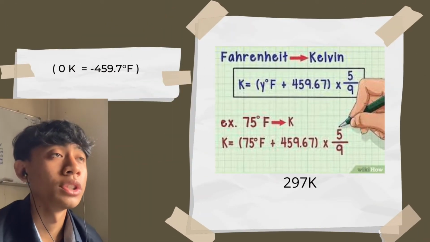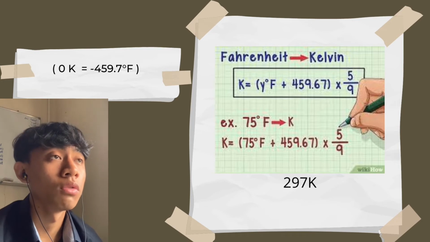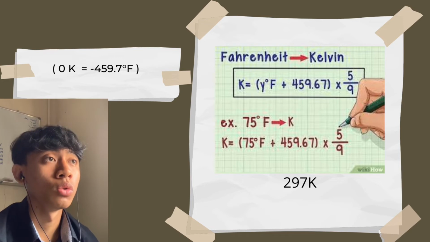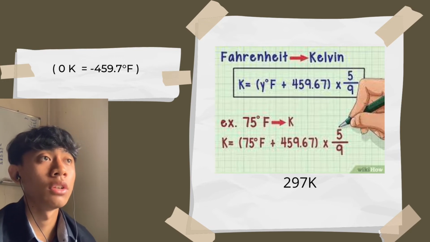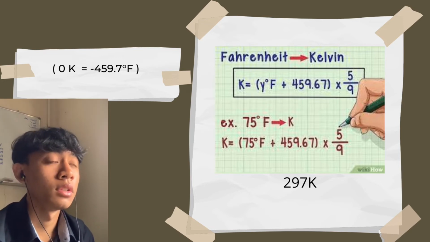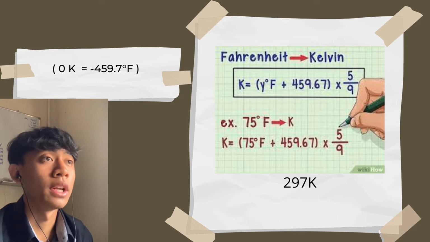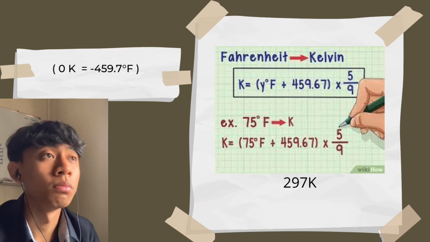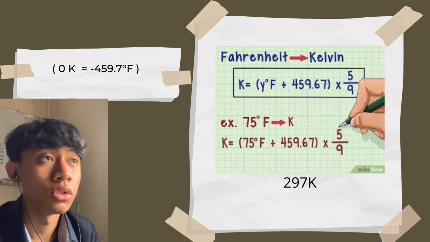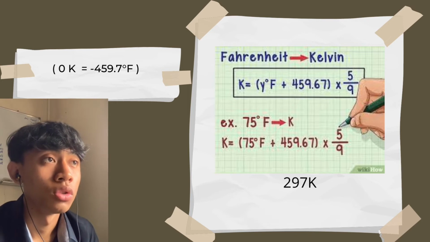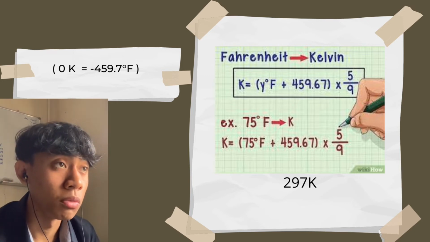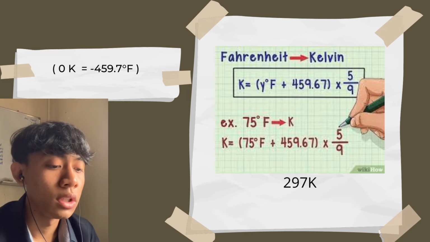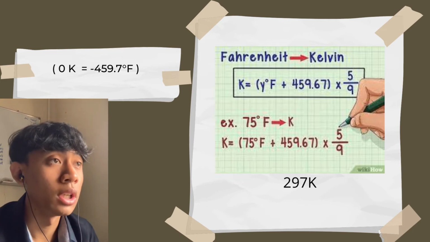For the third question, we want to change from Fahrenheit to Kelvin. The formula is K equals F plus 459.67, multiplied by 5/9. The example question is to change 75 Fahrenheit to Kelvin. So we put the information into the formula, and we get the answer 297.038 Kelvin.